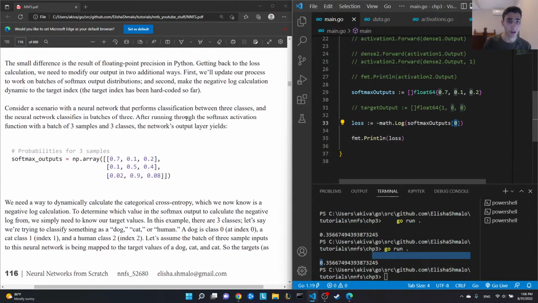Consider a scenario with a neural network that performs classification between 3 classes. So there are 3 classes here, which means there will be 3 numbers in each of these. Great. And the neural network classifies in batches of 3. So we have batches of 3, which is why we have 3 outputs here.